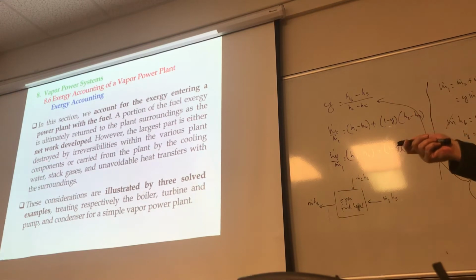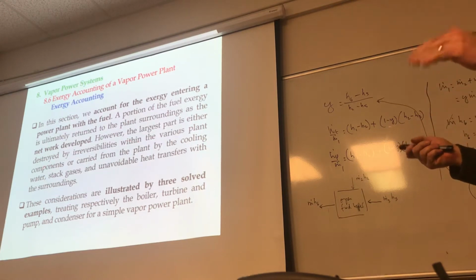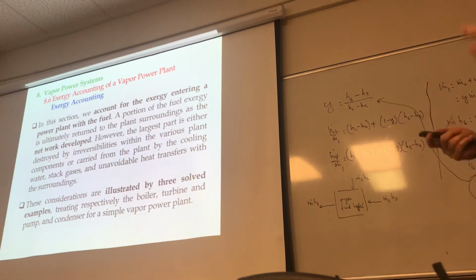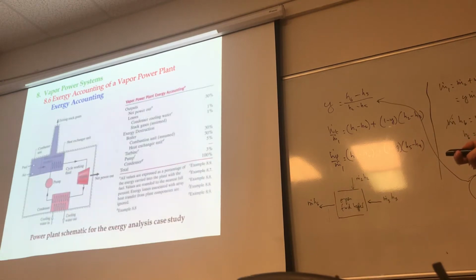The largest part is destroyed by irreversibilities within the various plant components. It's not like it's just going out to the outside. There are irreversibilities in the system, or exergy is carried from the plant by the cooling water, stack gases, and unavoidable heat transfers to the surroundings. So there are a lot of inefficiencies. These considerations are illustrated by three solved problems treating, respectively, the boiler, the turbine, pump, and condenser for a simple vapor power plant. Again, a quick view into this.